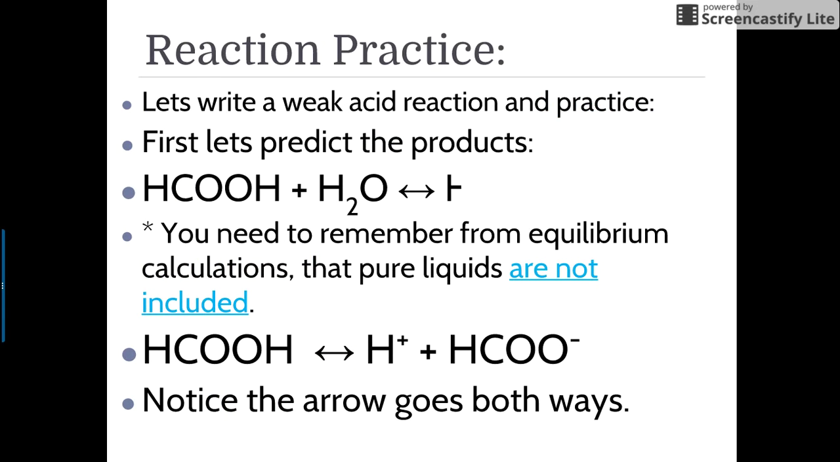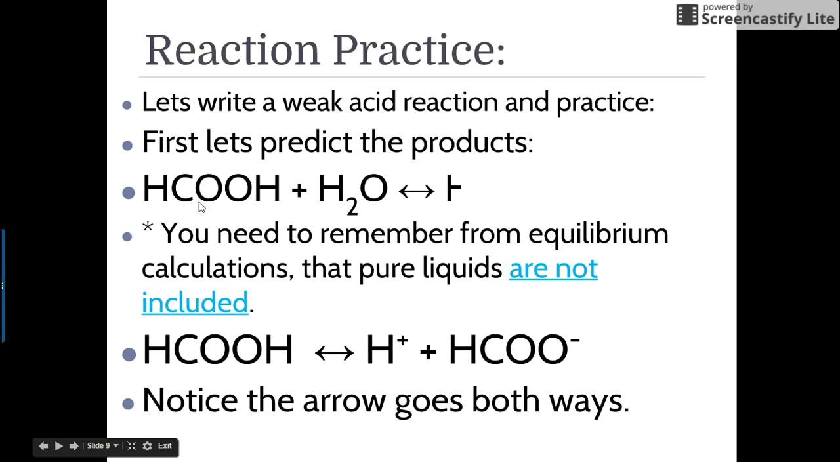So here is a reaction for a real acid. This is formic acid, I think. It's right here, down at the bottom. You don't need to say water, we can ignore. All right, so here's formic acid.